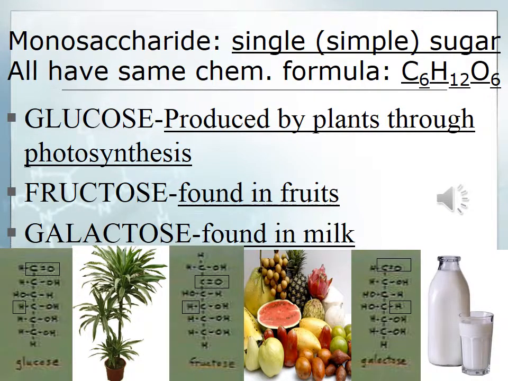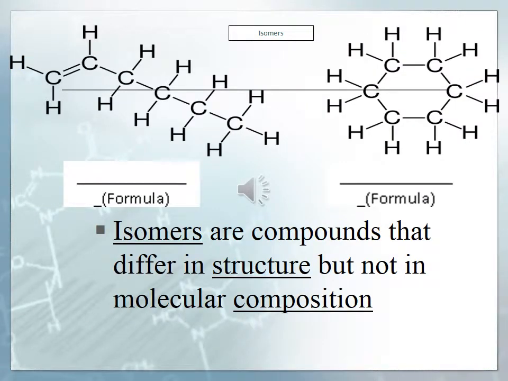A monosaccharide is a simple sugar. They all have the same chemical formula, C6H12O6. There's glucose, produced by plants, fructose, found in fruits, and galactose, found in milk. So count the carbons and hydrogens in each one of these compounds. How many do you find?